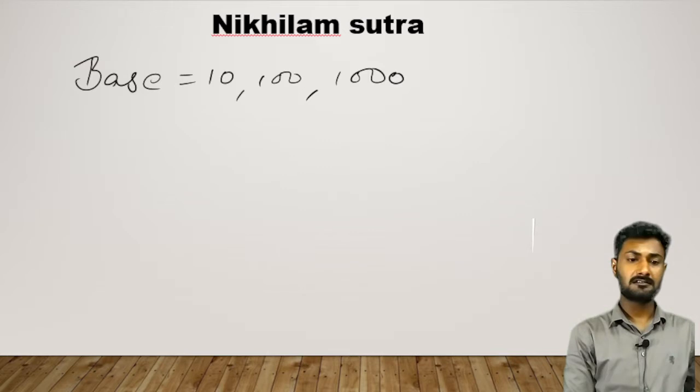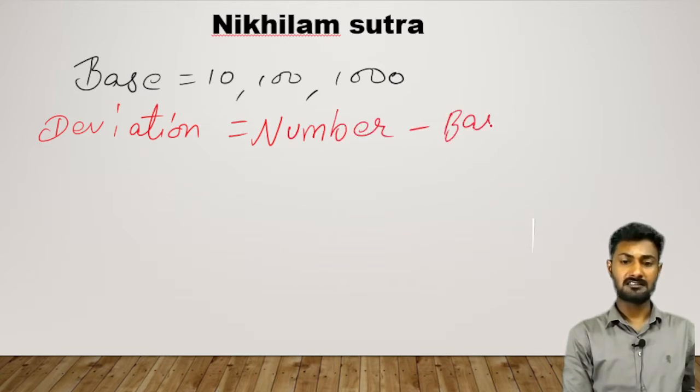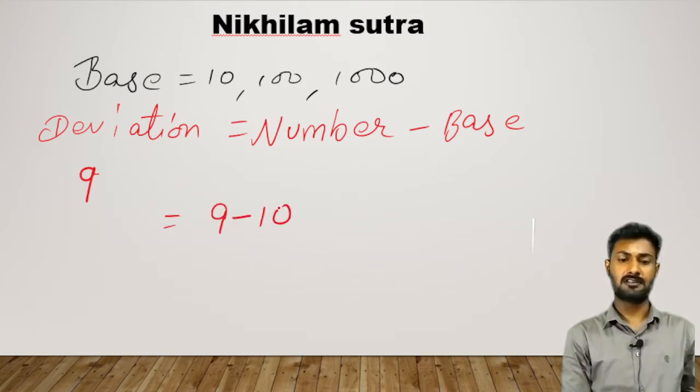After that, you have to find the deviation. What is deviation? Deviation is equal to number minus base. That means here the number given is 9. Then what is the deviation? That is number minus base. Base nearer to 10 means base is 10.